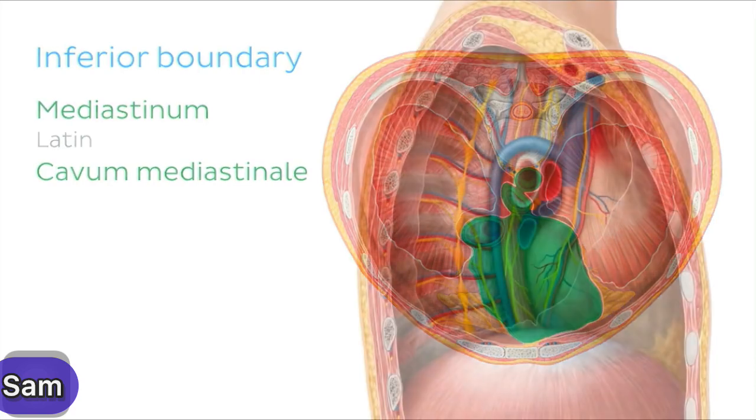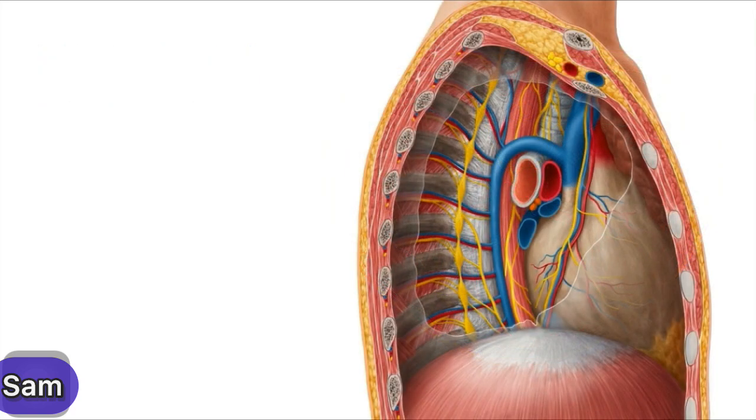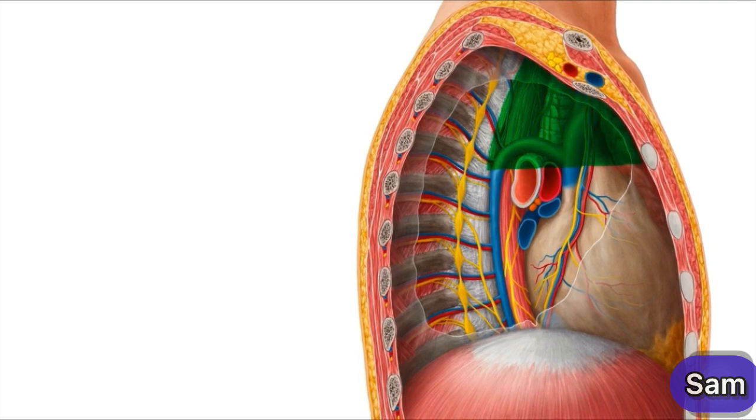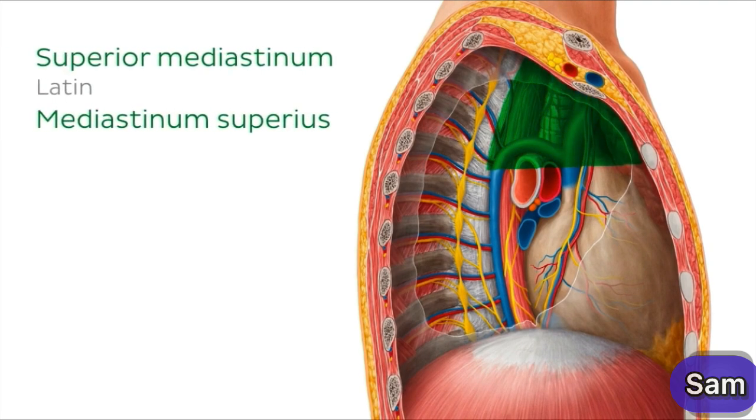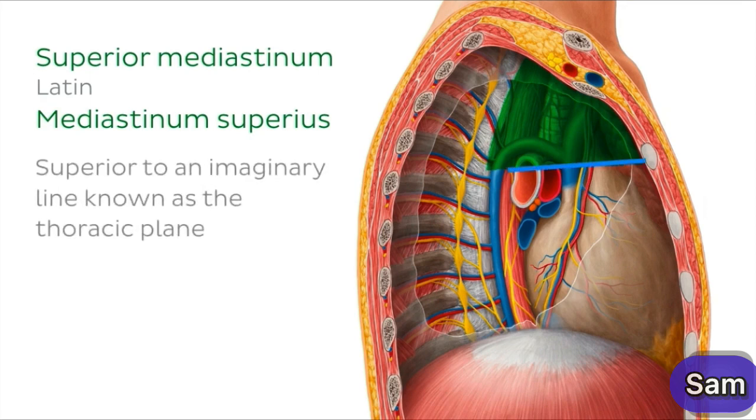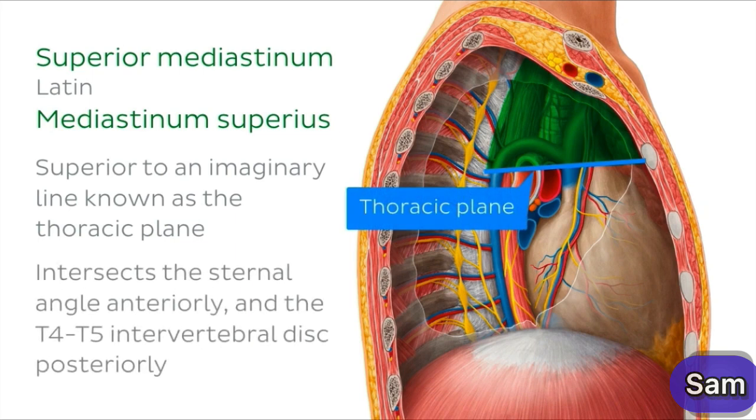Okay, now let's get into the nitty-gritty of what the mediastinum is all about. So as typical anatomists, we like to divide things up into smaller divisions to make it easier for us to explore, and of course the mediastinum is no different. So the mediastinum as a whole can be subdivided into two major divisions, and firstly we have the superior mediastinum, which is found superior to an imaginary line known as the thoracic plane, intersecting the sternal angle anteriorly and the T4 to T5 intervertebral disc posteriorly.